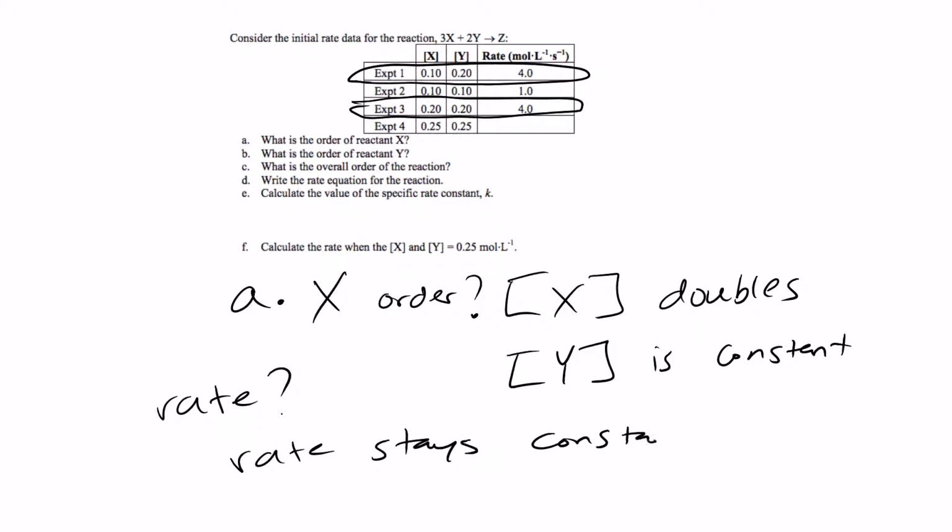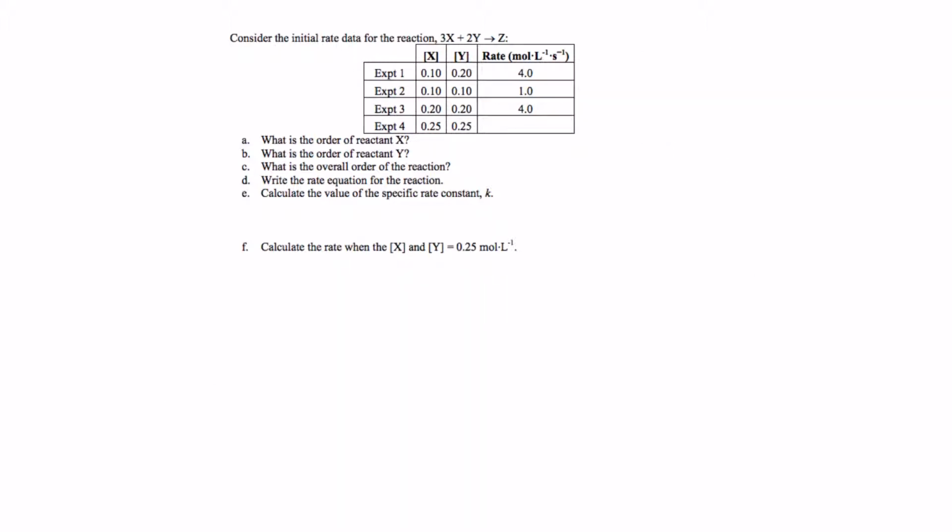So what does that tell you? Now we've got to look at the rate information. What's happening to the rate? Rate is staying constant. When you compare experiment 1 to 3, the concentration of X doubled, but the rate did not change. It stayed at 4.0 moles per liter second. So why is that important? Well, it tells you that the concentration of X is not affecting the rate.